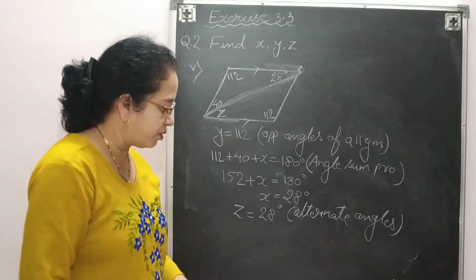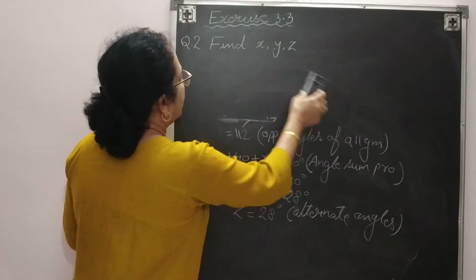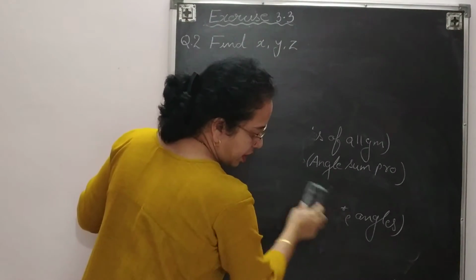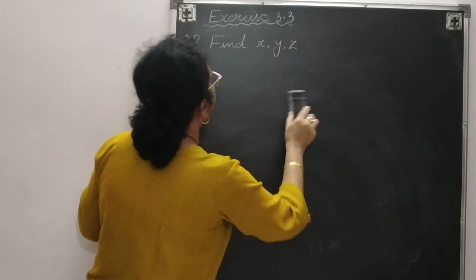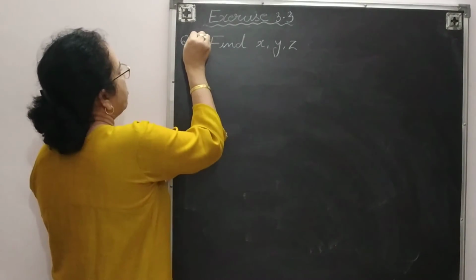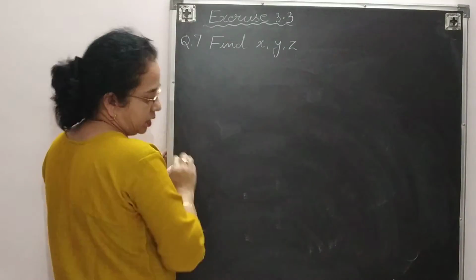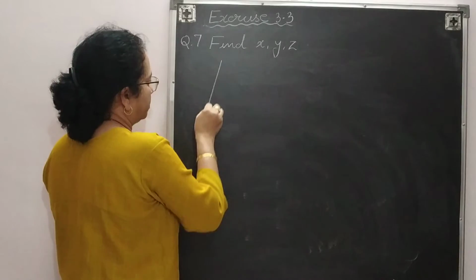So this is the way we have completed question number 2. Now with the same type of question, I am going to solve question number 7. Remaining questions we will do afterwards. Question number 7. Again, question number 7 is find x, y and z. So let me draw the figure.